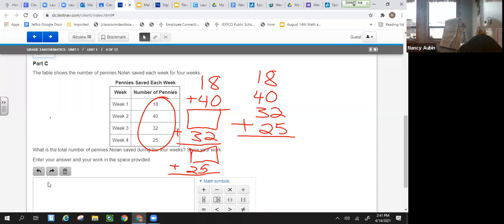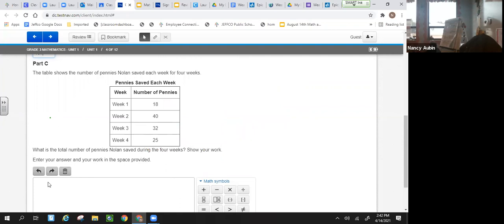Okay, Sawyer, talk us through it. Let's go back to 18 plus 40. What did you get? 58. Then you added 58 to 32? I got 90. 8 plus 2 is 10. Carry the 1. 5 plus 1 is 6. Plus 3 is 9. 90 plus 25? I got 115. So you might say, okay, I know the answer, but how do I show that in the space provided?